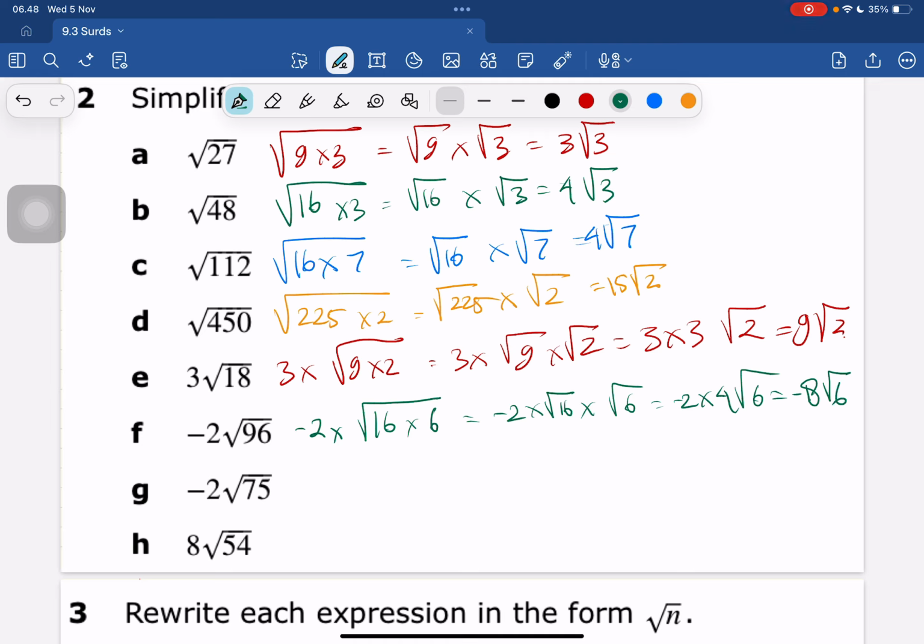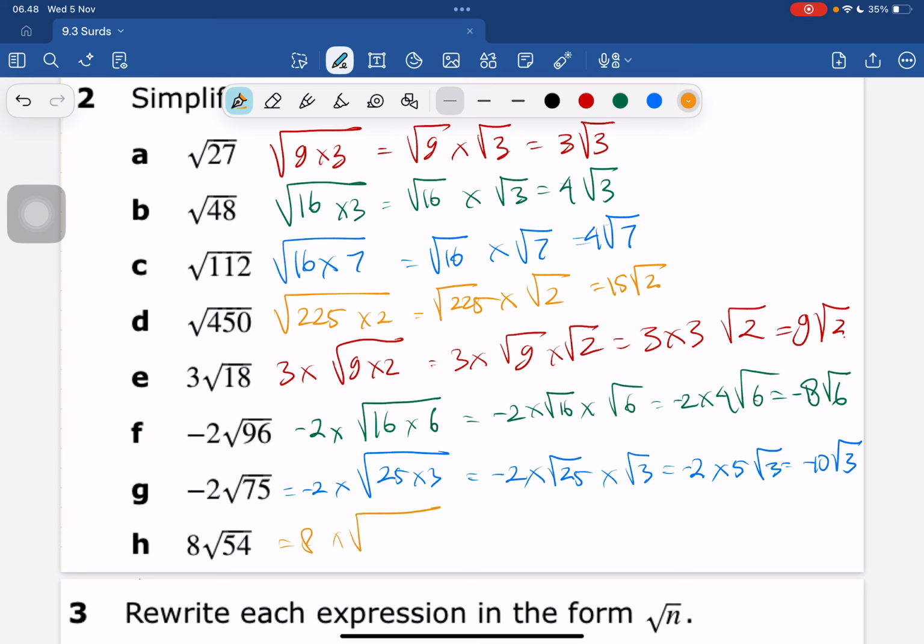Next, for G, we got minus 2 times, we multiply it with square root of 25 times 3. So this is minus 2 times square root of 25 and then times square root of 3. So this is minus 2 multiplied with 5 and square root of 3, which is minus 10 square root of 3. Last question, we got 8.